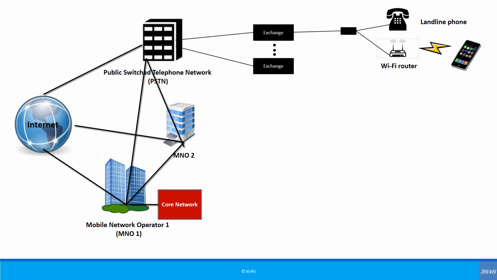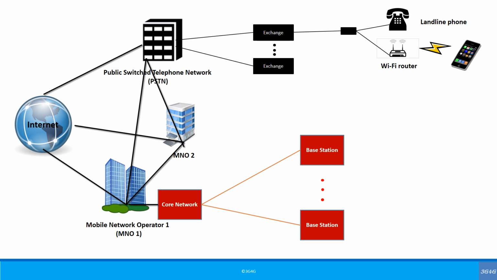Now the operator has the core network. The core network controls the calls, voice or data. By data calls, I mean your browsing sessions. Now, the core network will be located in the data center. So this core network would connect to several base stations which are distributed geographically.